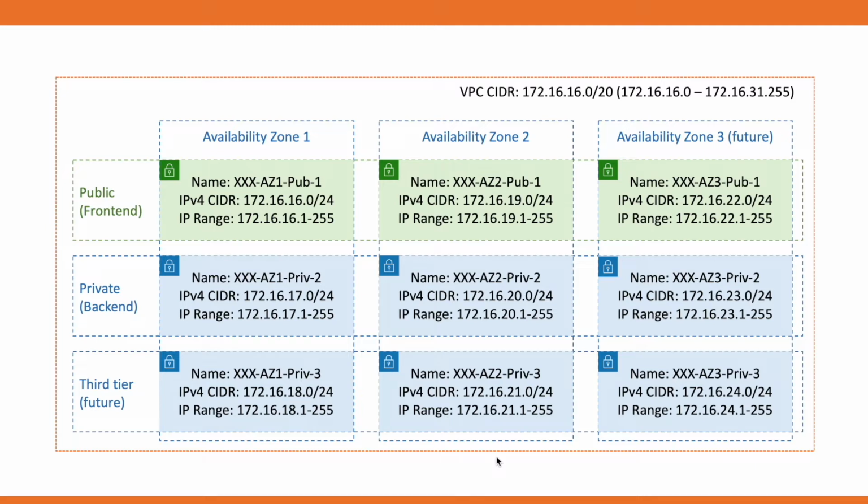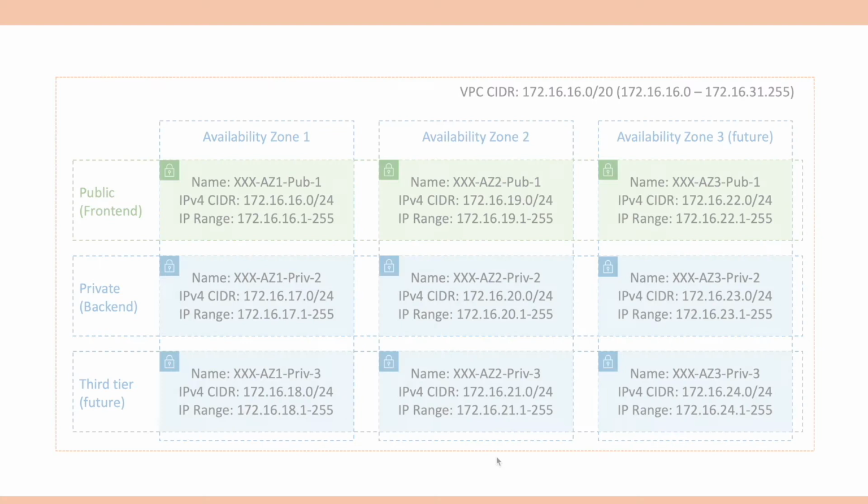In the same way, for availability zone 3, or the availability zone for future use, the IP ranges that we are using are .22.0, .23.0, and .24.0. Please pause the video and understand this chart carefully. This will help you to design and architect your VPC for your application. Let's now log into the AWS console and configure these resources.